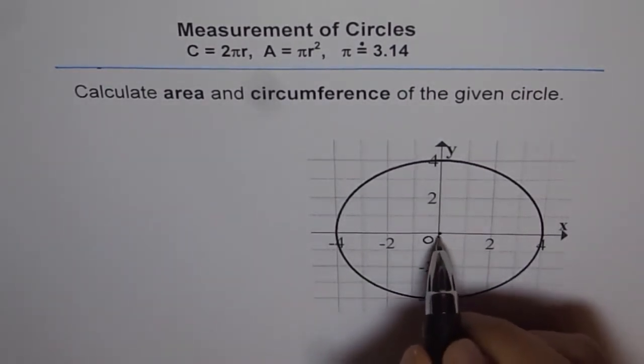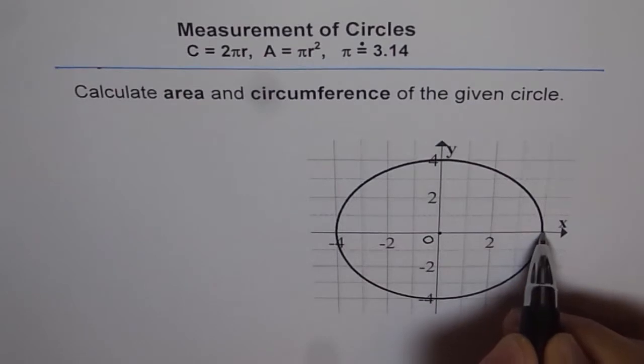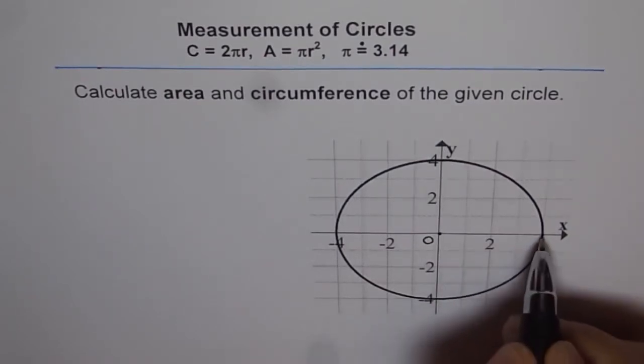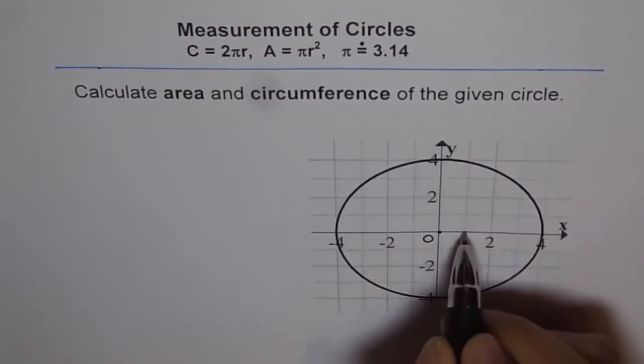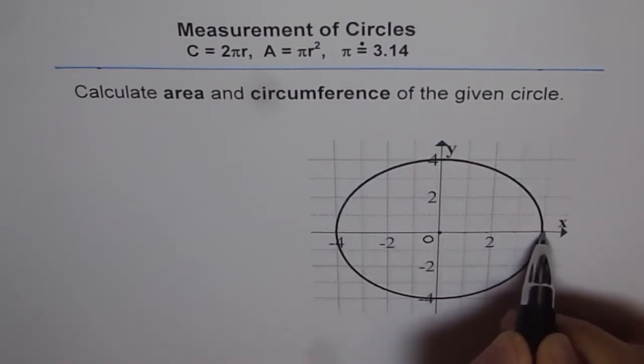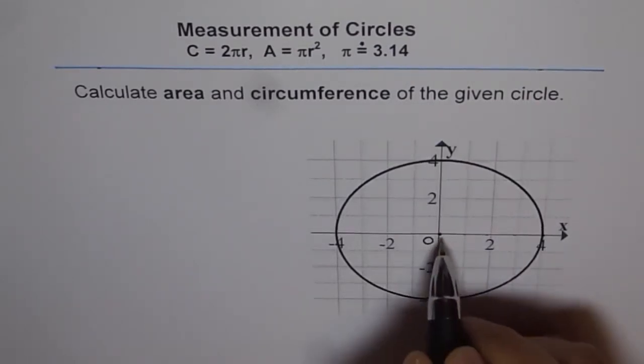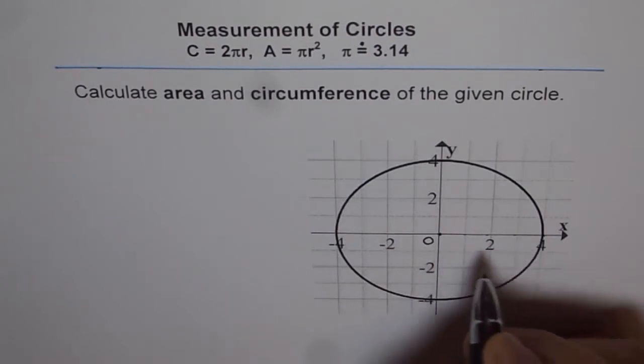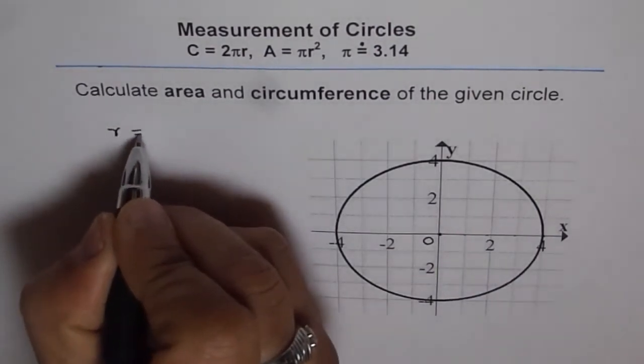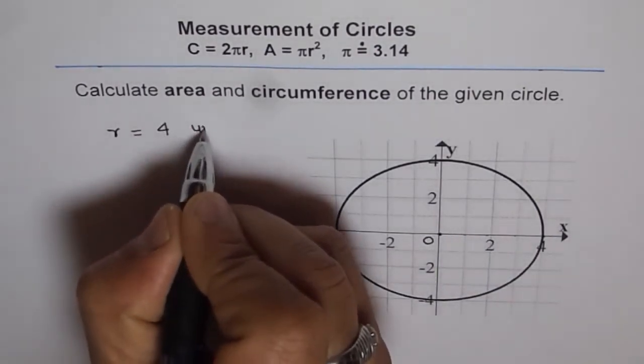And the radius is from center to a point on the circumference. Now here a point on the circumference is 1, 2, 3, 4 units away. Do you see that? It is 4 units away, and therefore we can write radius of this circle is 4 units.